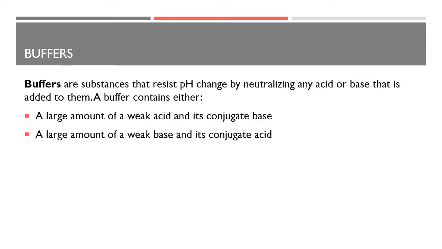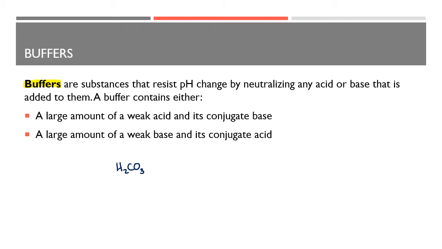One of the most important biological applications of the acid-base equilibrium system is in buffers. We use buffers in our blood to maintain a certain pH because we don't want our blood pH to be completely thrown off if we were to drink a glass of lemonade. So buffers are substances that resist pH change, and they do that by neutralizing any acid or base that is added to them. A buffer consists of either a large amount of weak acid and its conjugate base, or a large amount of weak base and its conjugate acid.